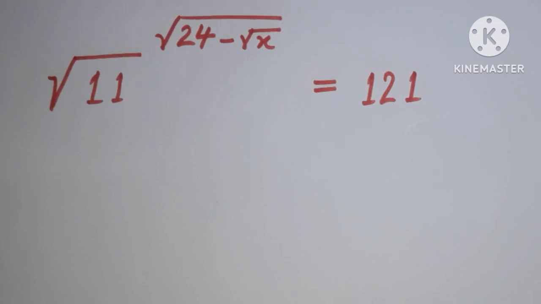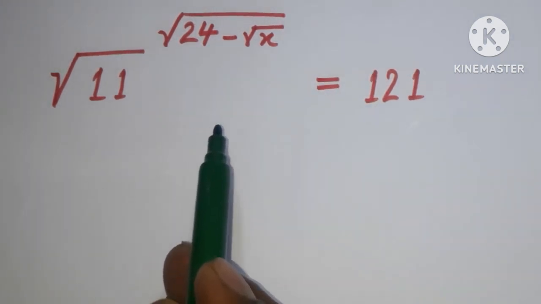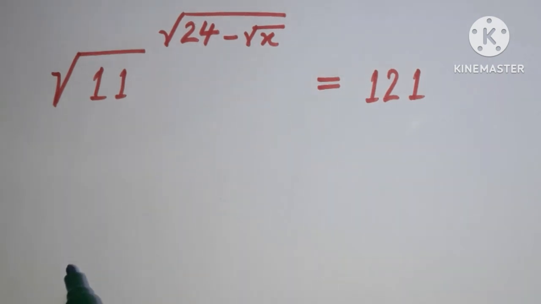Today we have a very interesting question: (root under 11) to the power (root under 24 minus root under x) is equal to 121. The question arises, how can we solve this one?